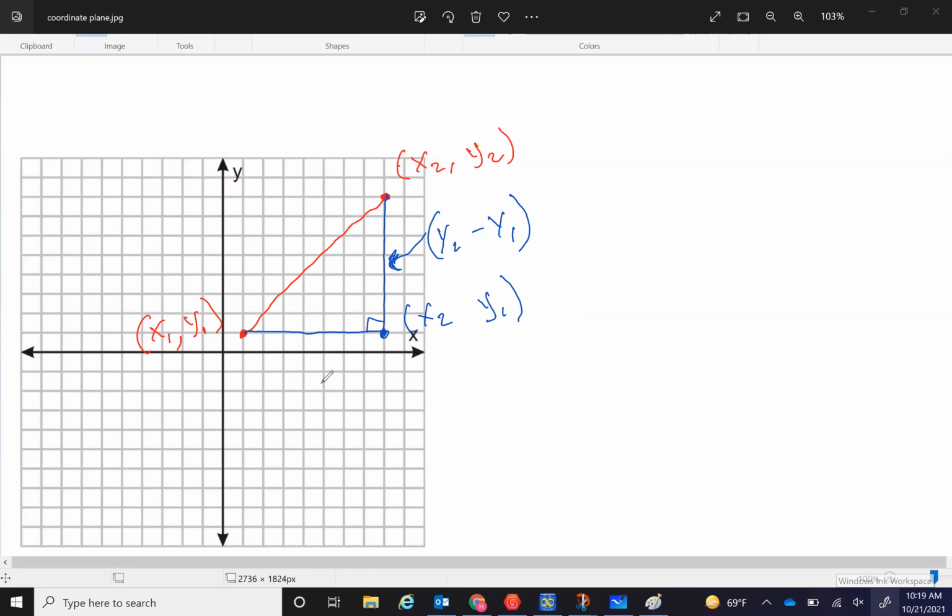This other side at the bottom, again, I can count the squares, but I can also say, I notice that this side is made by the points where the y value is the same thing. So I'm going to say this side is going to be x2 minus x1.